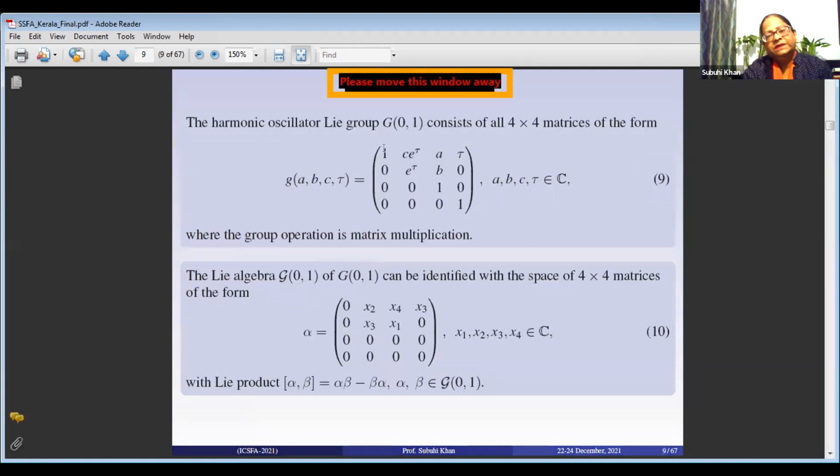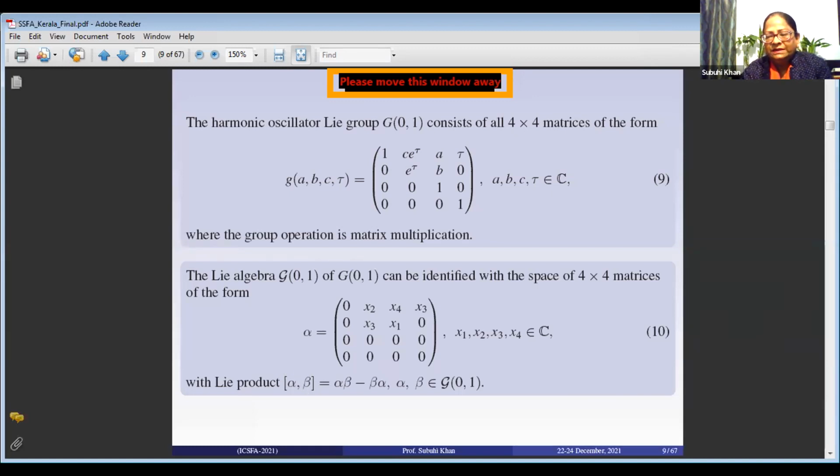The harmonic oscillator Lie group we have taken here, to which we are going to relate the two-dimensional, one-parameter two-dimensional Hermite polynomials. So this is a 4x4 matrix form defined, and the group operation is of course the matrix multiplication. And when we have a Lie group, we have to consider the corresponding Lie algebra as well. So the corresponding Lie algebra for this we denoted by a different type of G, and this is again the 4x4 matrix form.